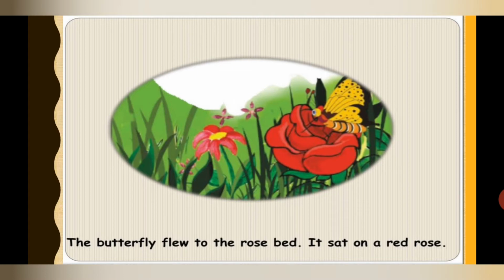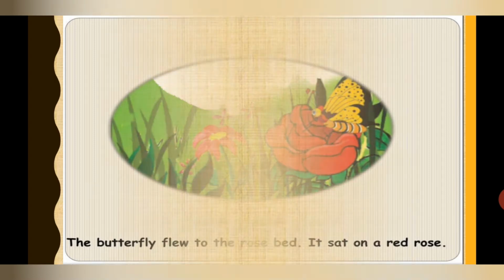The butterfly flew to the rose bed. It sat on a red rose. But butterflies are very fast. That butterfly flew to the rose bed where there were lots of rose flowers. So it sat on a red rose.